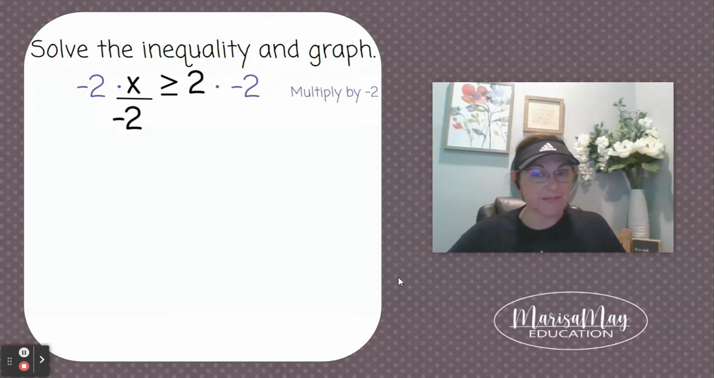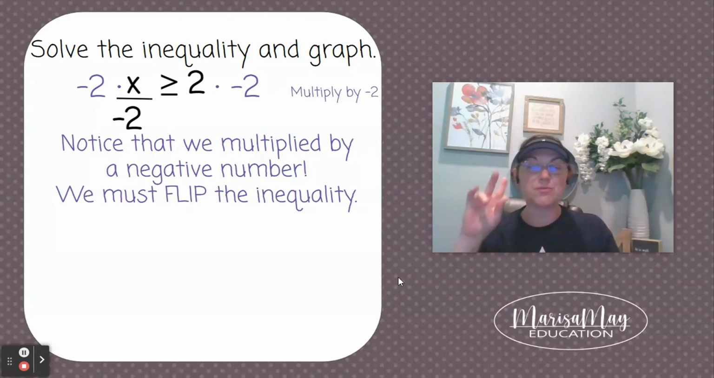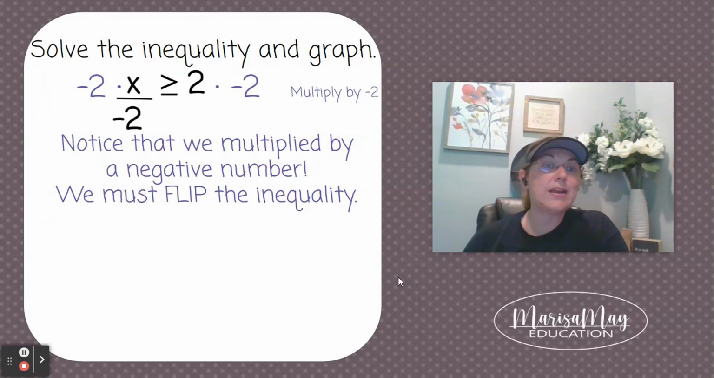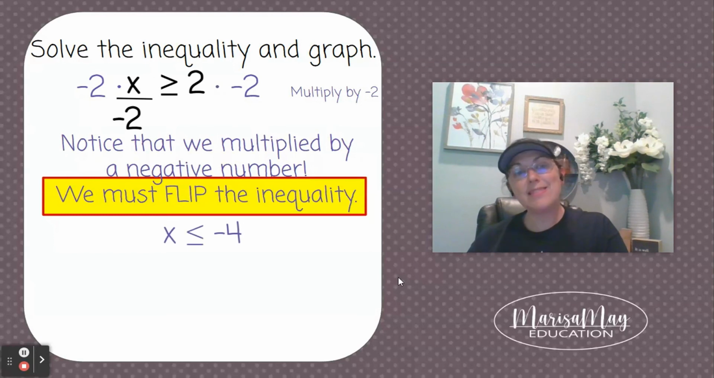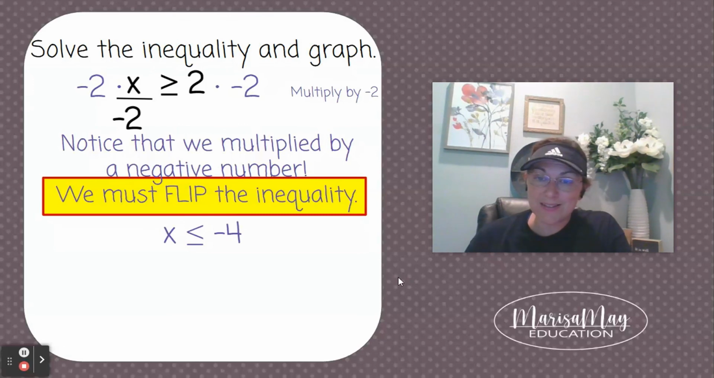Now here's that one difference in how solving inequalities is different than solving equations. Because we multiplied by a negative number on both sides of the equation, we have to flip the inequality. So instead of a greater than or equal to, now it becomes a less than or equal to. So that's our one cardinal rule of solving inequalities. If we multiply or divide by a negative number on both sides of the inequality, you must flip the inequality. So x is now less than or equal to negative 4.